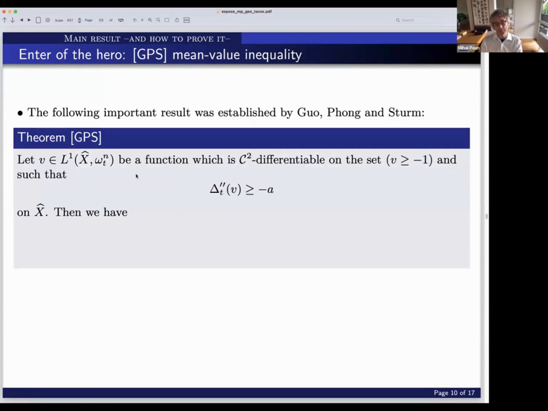So the theorem is as follows. We have V, which is in L1, an arbitrary function, which is C2 differentiable, where V is greater than -1, and such that the Laplacian of V with respect to omega t is greater than some constant which we denote by -a. And then the supremum of V on X hat is bounded by a universal constant, meaning independent of t, times 1 plus the L1 norm of V.